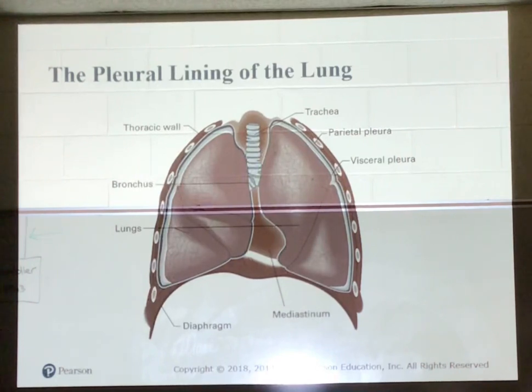All right, here's your linings of the lungs, okay? Which one covers the lungs? Thoracic wall. What? Thoracic wall. The visceral pleura, okay? Which one covers the intrathoracic cavity? The parietal, okay?